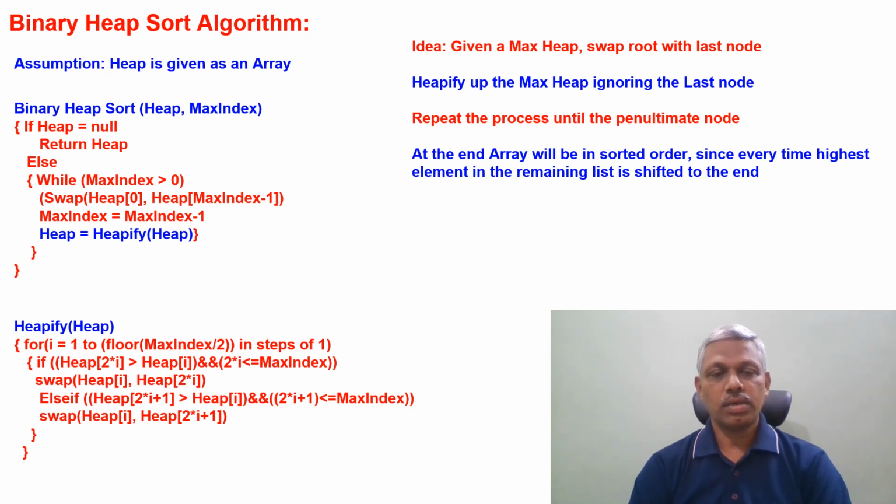So swap heap of i and heap of 2i, that is the left child. Or the right child may be greater than that. So else if heap of 2i plus 1 is greater than heap of i and 2i plus 1 is less than or equal to max index, then swap the right child with the parent. So either if the left child is greater than the parent or if the right child is greater than the parent, we'll swap. We'll do this in the for loop starting from the root node until the last parent. So this is how we run the algorithm, and we can sort the array.